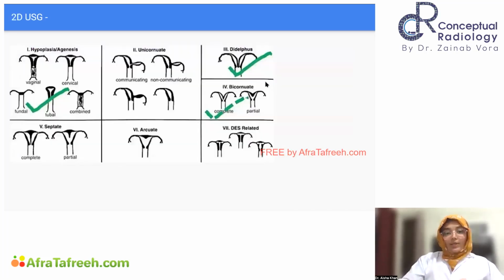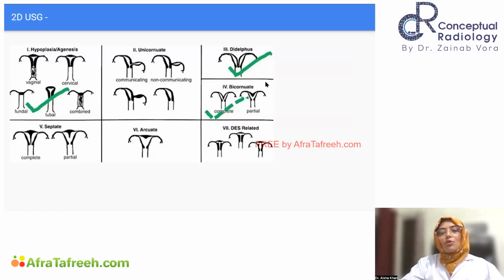Now we have a 2D ultrasound. So on 2D ultrasound we can very confidently diagnose things such as hypoplasia and aplasia. We can confidently tell about didelphys and we can also tell about complete bicornuate uterus.